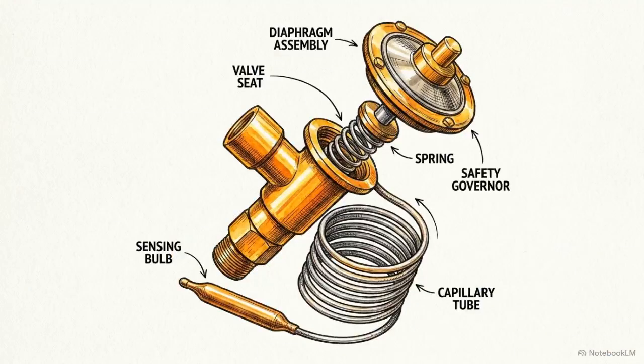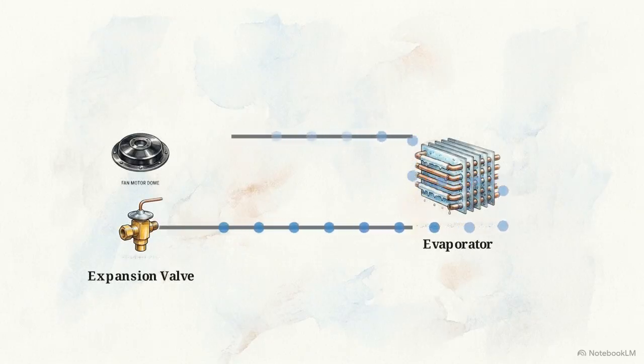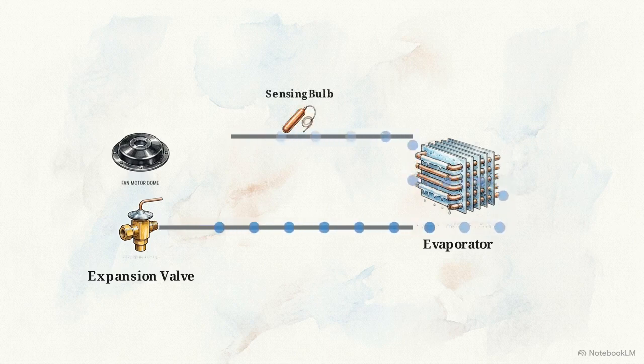To prevent the compressor from destroying itself, engineers use a critical safety mechanism, the thermal expansion valve, or TXV. Look closely at this schematic. A specialized heat-sensing bulb is attached directly to the exit pipe of the evaporator coil. This bulb is connected by a tiny capillary tube to a flexible diaphragm sitting on top of the expansion valve.